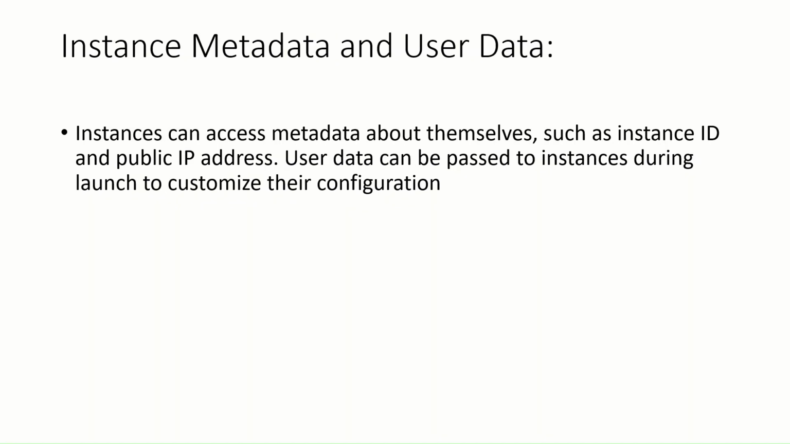Coming to the next term, instance metadata and user data. Instances can access metadata about themselves, such as instance ID and public IP address. User data can be passed to the instances during launch to customize their configuration. So these are like instance data. Metadata is things like the instance ID and the public IP address, and user data is something like the user who created the instance and so on. So those things are termed instance metadata and user data.